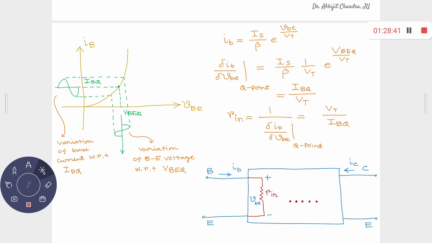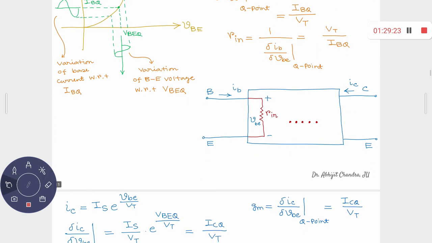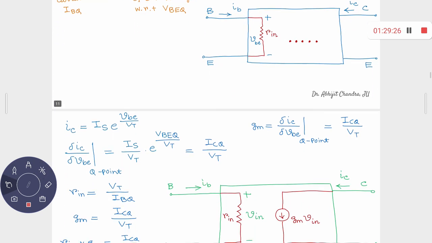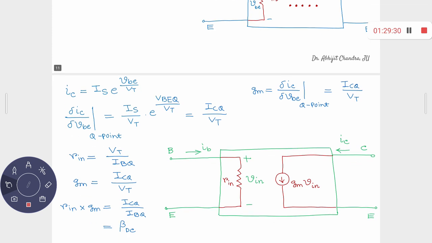One thing you know, that collector current depends on the base current. Can you expect the collector current to depend on some other current? It's true that collector current depends upon what? Base current, IC is equal to beta IB, and here you find that the base current depends upon the base emitter voltage. Therefore I can say that the collector current also depends upon the base emitter voltage. So what is the relationship?